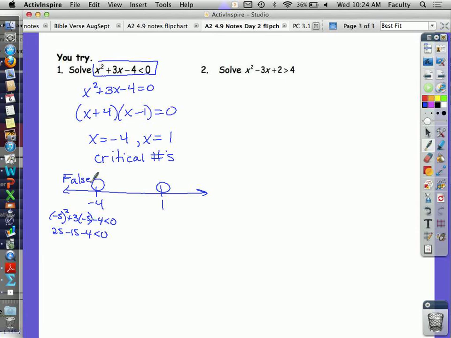Then 0 is our friendly number, and you would get -4 less than 0. That's true. And then let's try, let's say 2. 2 squared plus 3 times 2 minus 4 is less than 0. And that's false.